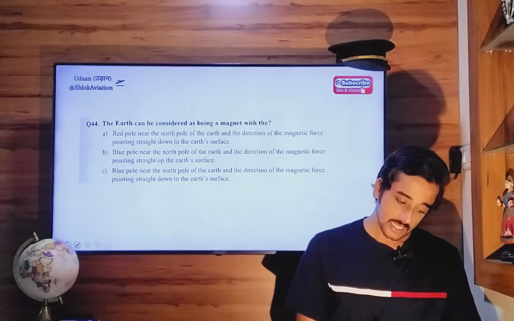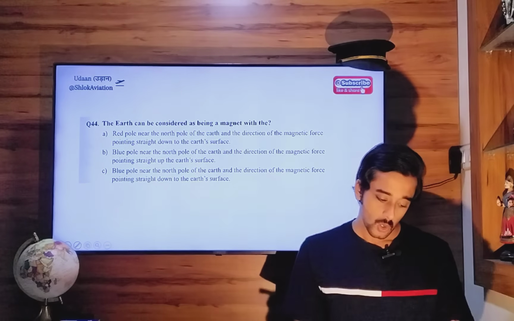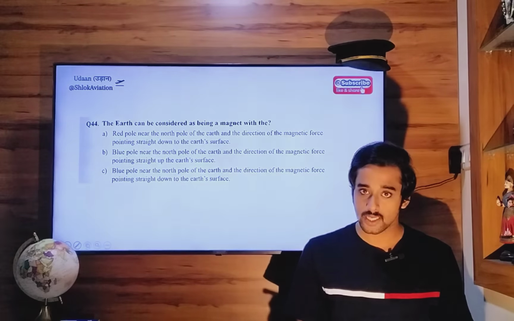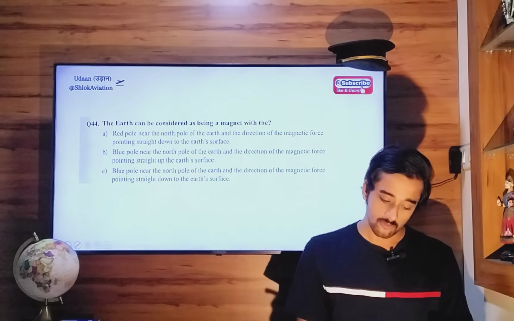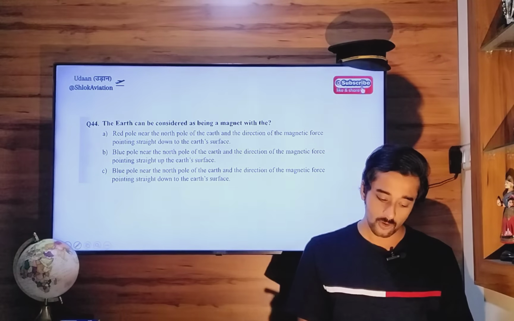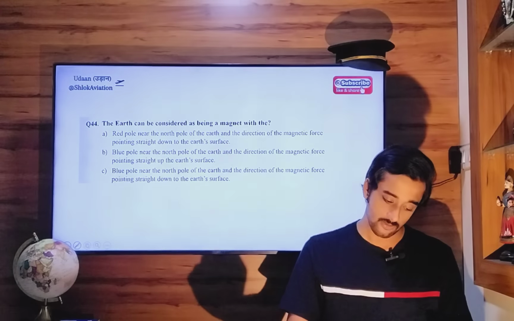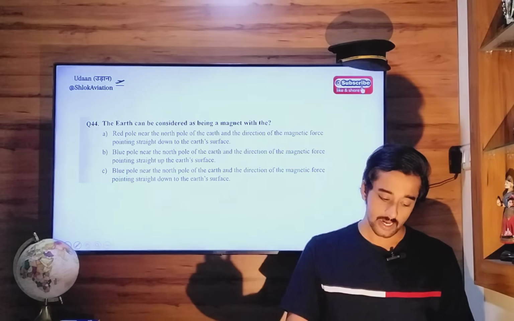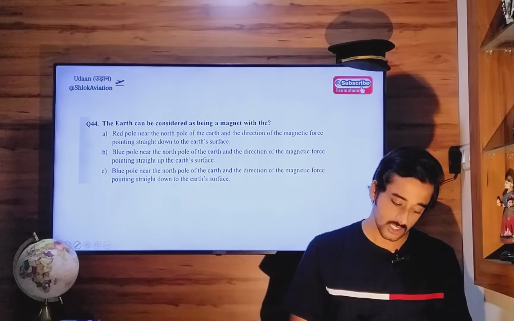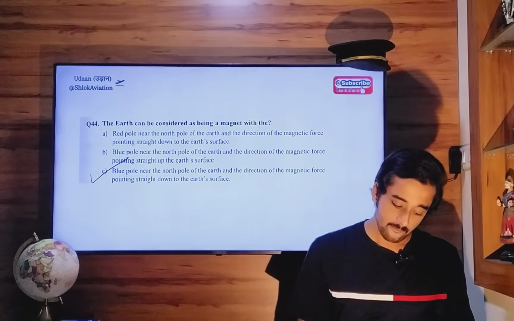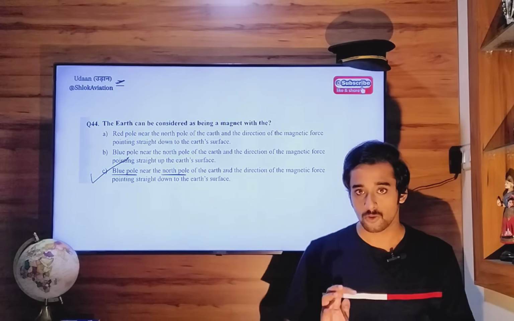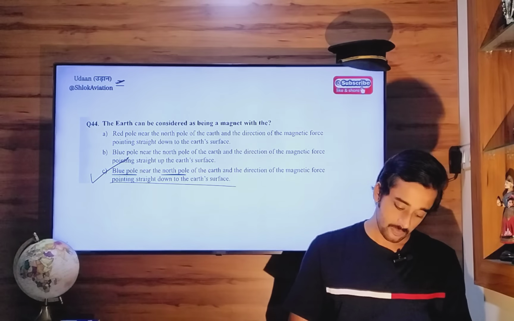Question 44. The Earth can be considered as being a magnet with the red pole near the north pole of the Earth and the direction of the magnetic force pointing straight down to the Earth's surface. Blue pole near the north pole of the Earth and the direction of the magnetic force pointing straight up to the Earth's surface. Blue pole near the north pole of the Earth and the direction of the magnetic force pointing straight down to the Earth's surface. So the correct answer is option Charlie. Blue pole will be near the north pole. Red pole will be near the south pole. So it's a fact, you have to remember this.